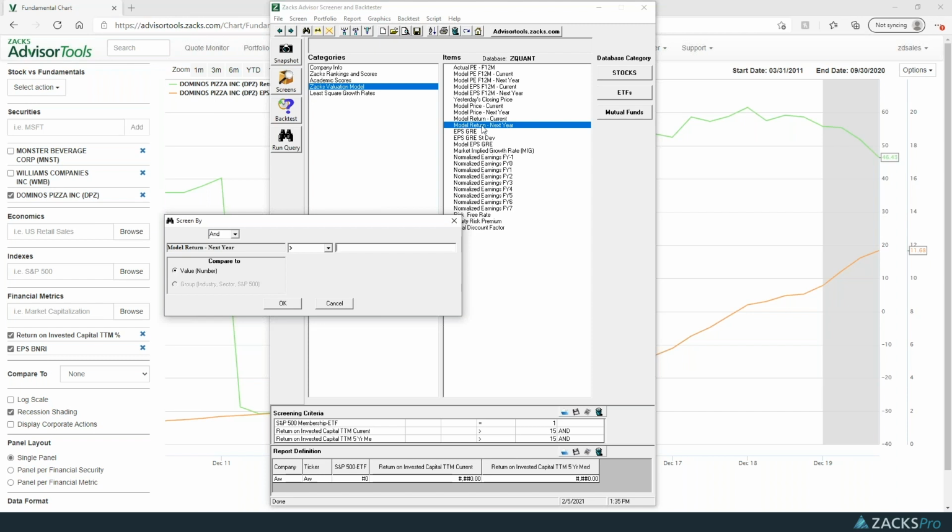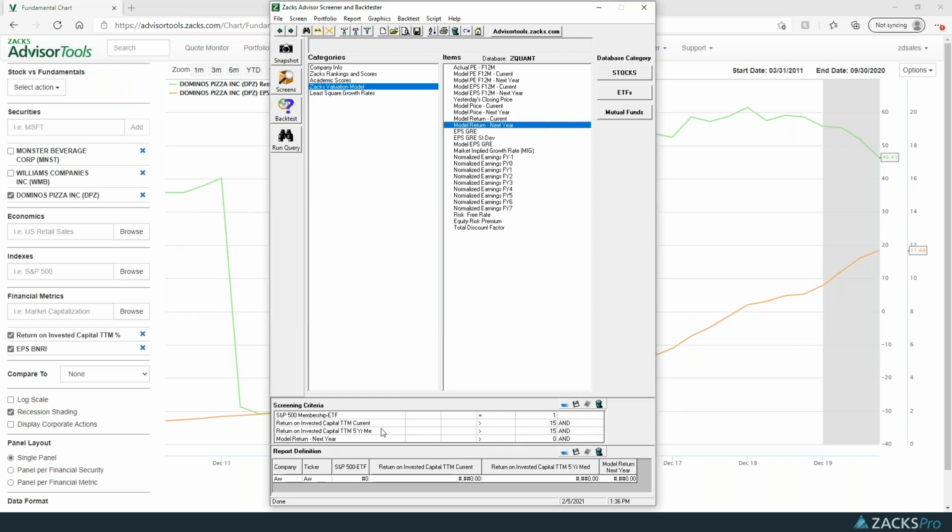So I'm going to use this item right here, model return next year. And I'm just going to set that equal to greater than 0. So it's a very, very simple filter. We're not looking for anything extraordinary. We just want to make sure we're not overpaying for companies as an additional overlay here. So if I hit OK there, now we have a really workable investment model. S&P 500 member, high ROIC, high sustained ROIC, and companies that are trading in line or at least at a slight discount to its estimate of intrinsic value.